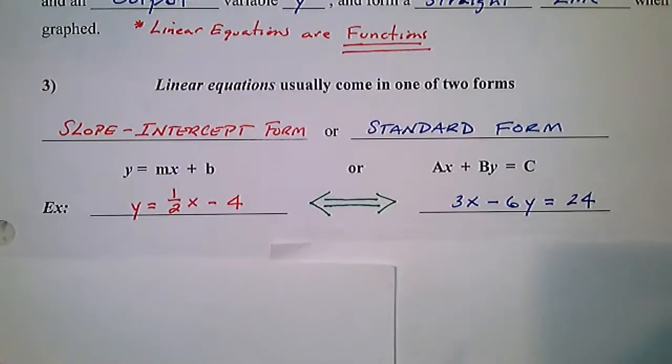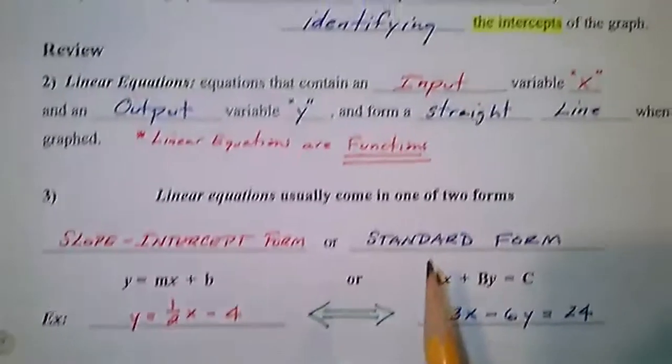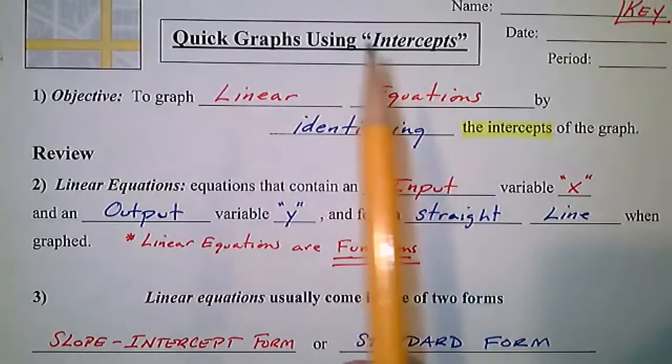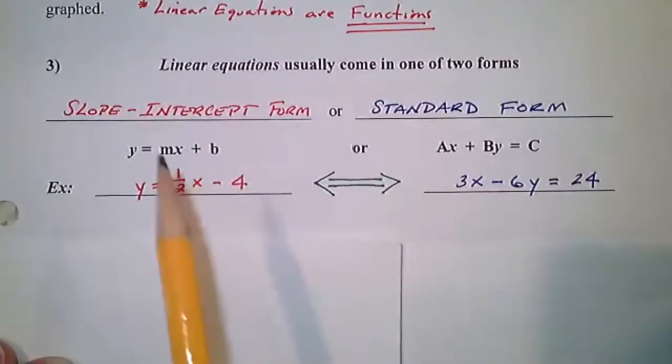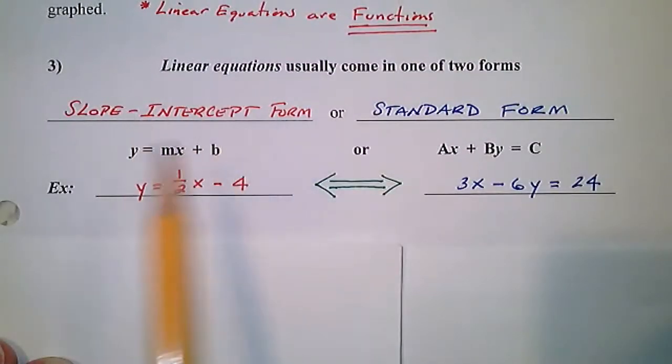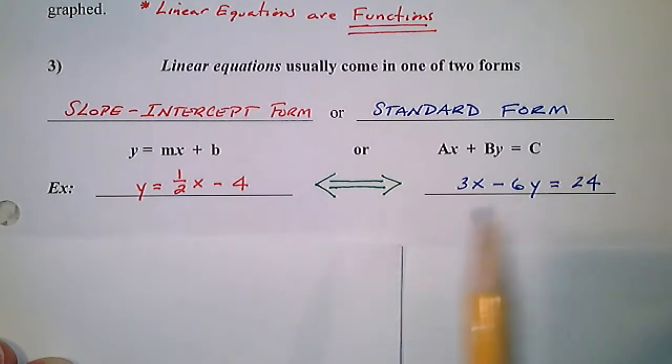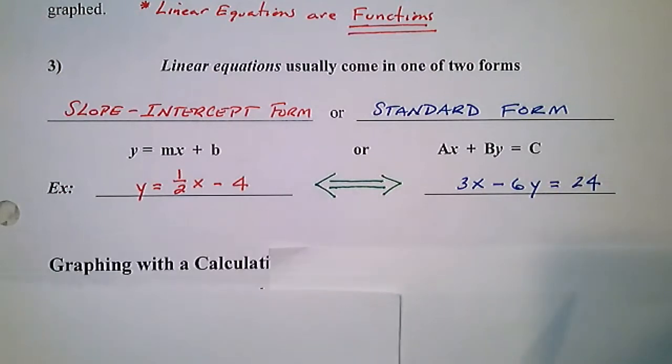Okay, all right, so slope-intercept form and standard form. And we're going to learn how to find the intercepts. That's what we're talking about. We're going to learn how to find the intercepts using this format, and we'll also learn how to do it in this format. So it's not too difficult.